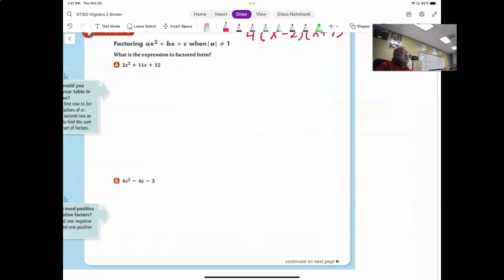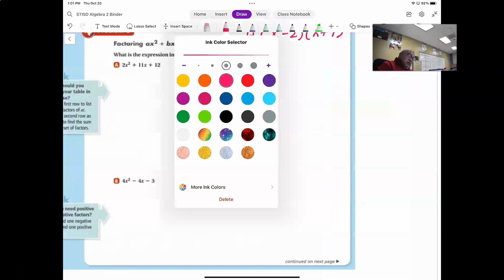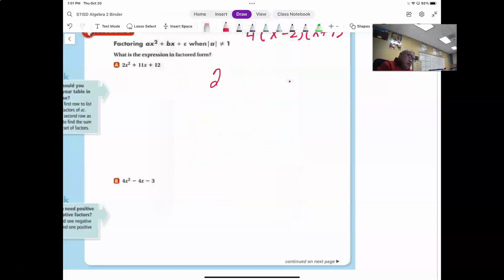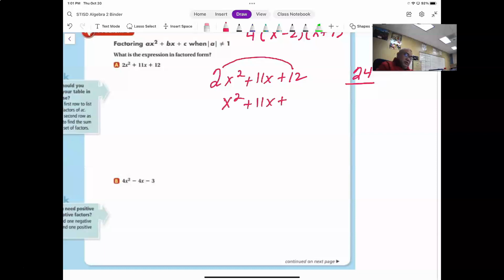What is the expression in factored form? I'm going to show you the slide and divide method. So you have 2x squared plus 11x plus 12. If you notice, we have a leading coefficient other than 1. So what you're going to do is multiply 2 times 12, which gives us 24. Okay, so those are the factors that we're looking for. So we have x squared plus 11x plus 24.